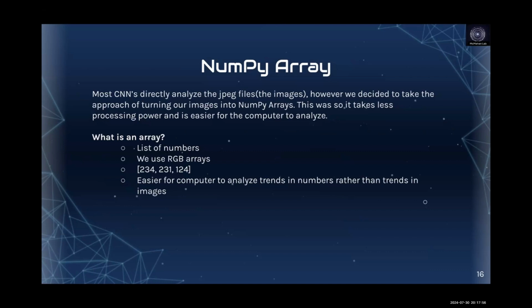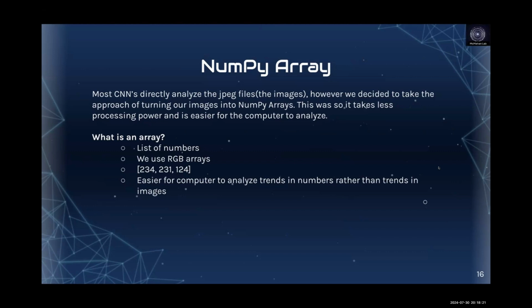So most CNNs directly use JPEG files for the images. However, we decided to take the approach of turning these images into NumPy arrays because it takes less processing power, because it's already loaded up and it's easier for the computer to use. We had some trouble with this originally because the computer would crash a lot. But when we converted it and then just saved it in a file and loaded it up, it was way better.